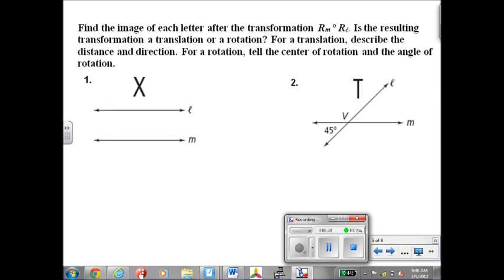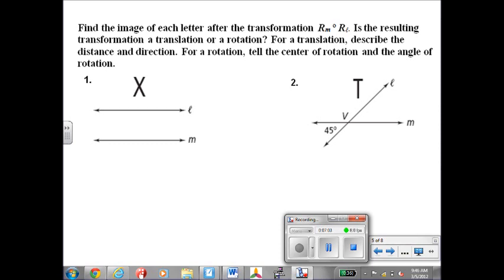Okay, we're going to find the image of each letter after the transformation. And then it wants to know, is the resulting transformation a translation or a rotation? We should be able to answer that question before we even do the reflections. And then it wants us to describe the distance and direction. It says for a translation, describe the distance and direction. And for a rotation, they want us to tell the center of rotation and the angle of rotation. So you're going to have to use a protractor possibly for that one. That one might be a little bit more challenging.